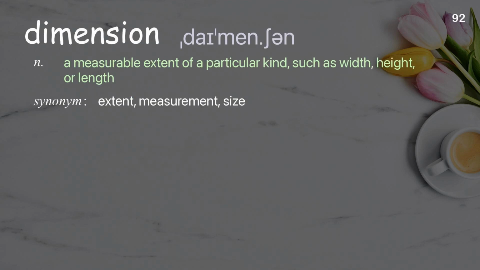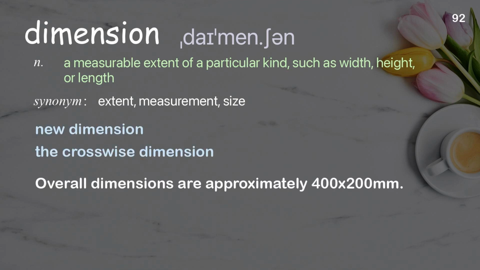Dimension. A measurable extent of a particular kind, such as width, height, or length. Examples. New dimension. The crosswise dimension. Overall dimensions are approximately 400 by 200 millimeters.